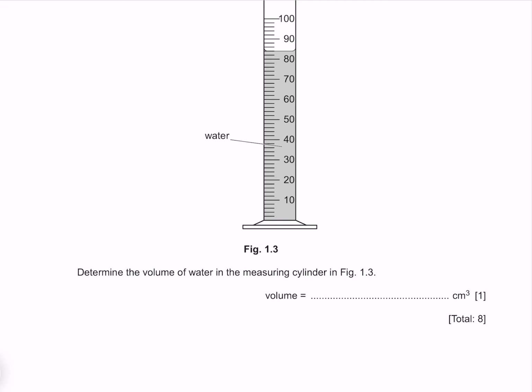We see our water line here, and because we have 5 increments between 80 and 90, each increment must be an increase of 2. Because we're 2 increments above 80, our mark must be at 84.